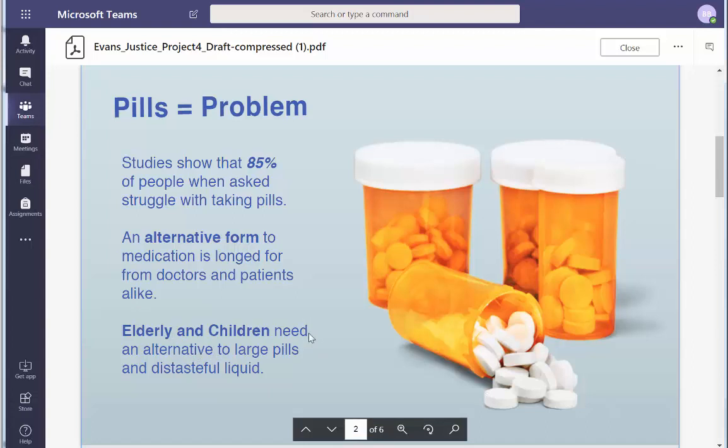I like the word need, but really it's not a need, because if you need it, there ought to be a change. It's heavily preferred, and it would like an alternate, but currently elderly and children take these because that's the current form. So props on starting with the problem, though. Right, the problem is the pills.